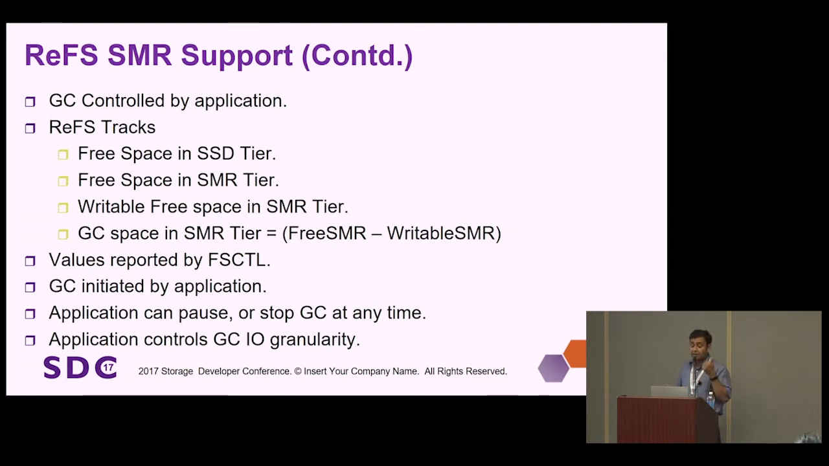On top of that, the application also dictates what IO granularity we are allowed to send down even during garbage collection. So for example, if you have to read 256 MB and I send down 256 MB, there's no way to cancel that IO if a read comes along. So the application tells us to do it at, let's say, 1 MB granularity. So we will send down 1 MB IOs 256 times, and each time we'll check if it is canceled or not, and if so, immediately exit.